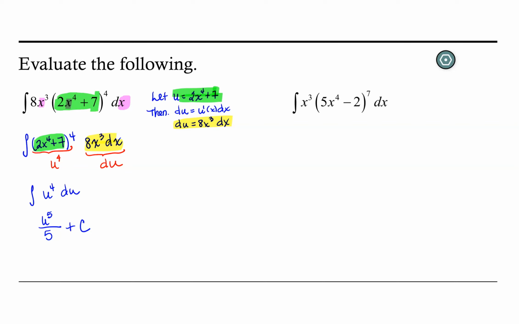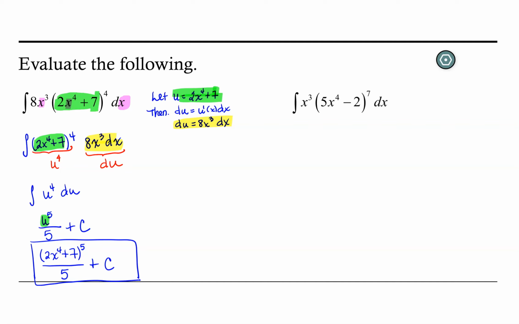Now we're not quite done. The original integral was in terms of x, so we need to replace u with the function that we defined it with. And so we would end up with the quantity 2x to the fourth plus 7 raised to the fifth power divided by 5 plus c. And here we have the antiderivative of the original integral.